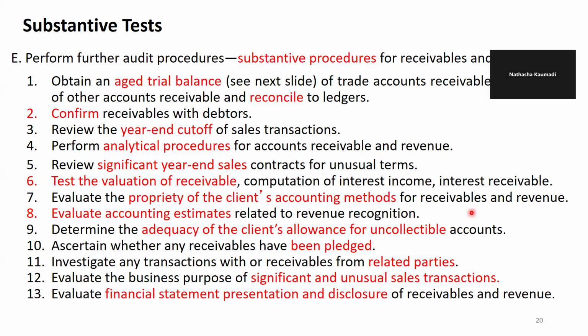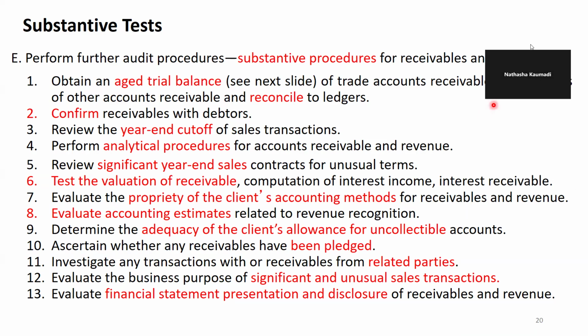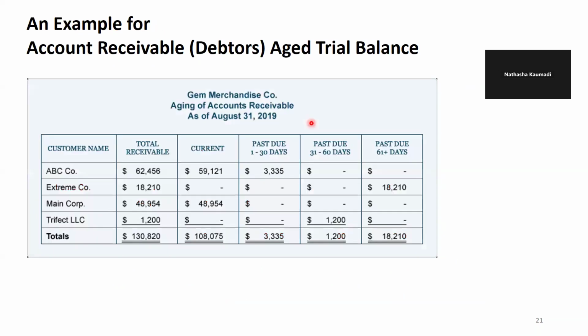And now, when it comes to substantive tests, perform further audit procedures. Coming under that, you perform test of details and substantive analytical procedures. So what are these substantive tests, right? Maybe obtain an aged trial balance of the trade accounts receivable and analysis of other accounts receivable and reconcile the ledgers. That means basically you can prepare aging analysis, debtor aging analysis.